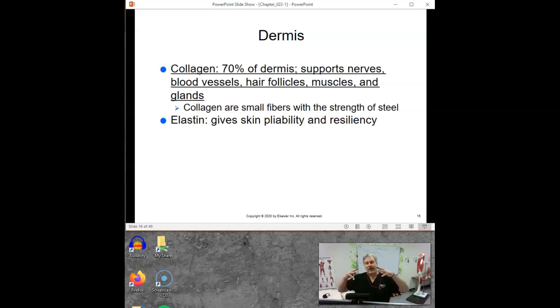Now, this collagen and this elastin are floating around inside the dermis, inside cells inside there and stuff like that. And it gives it those two qualities. It gives it the quality of being strong so it doesn't tear, but also elastic so it snaps back.